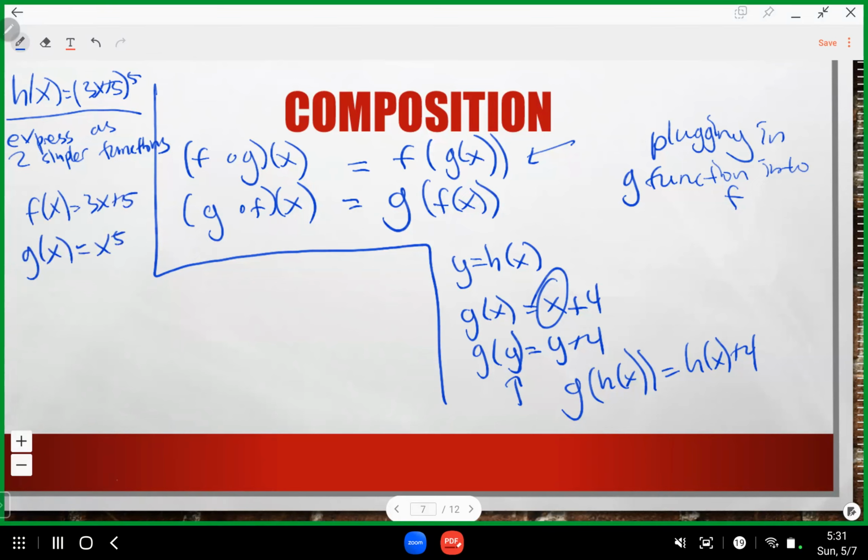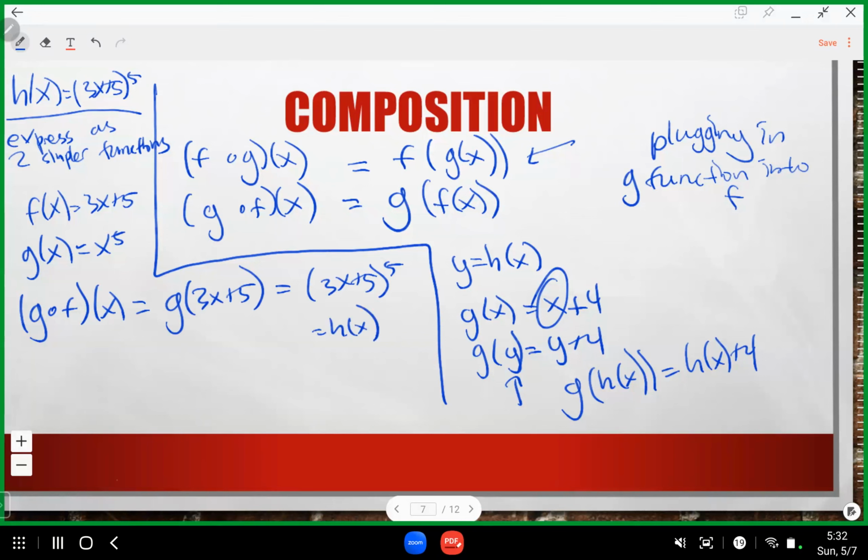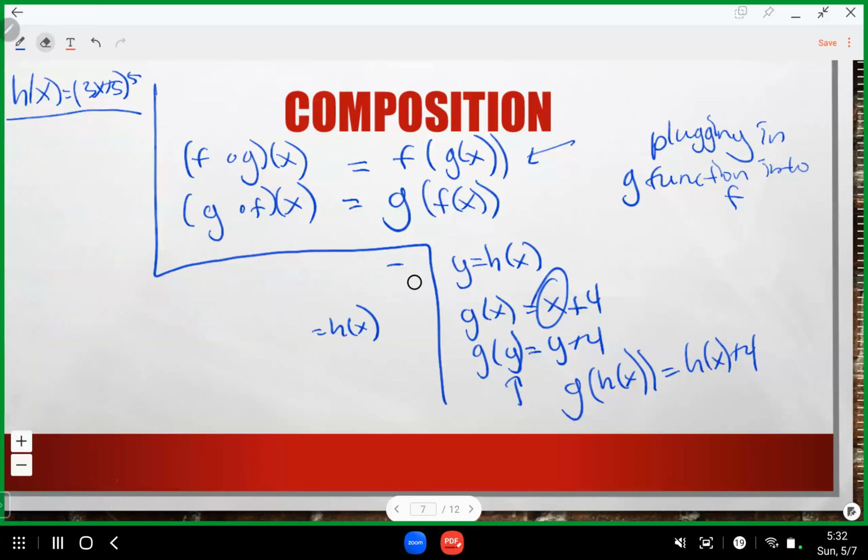So then when you take g of f of x, you're going to get g of 3x plus 5, which is equal to (3x plus 5) to the 5th, which is precisely equal to h of x. So that's how you express it as a composite of 2 simpler functions. And I want you guys to do this second one here. Let's say h of x is equal to (x minus 2) squared minus 3 times (x minus 2) plus 7, and express this as 2 simpler functions. So I want you to do that.